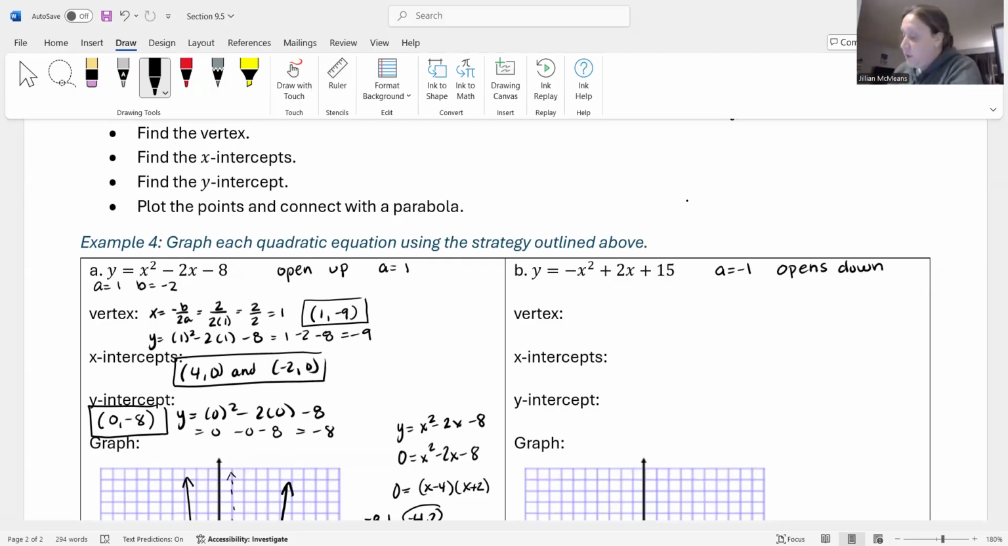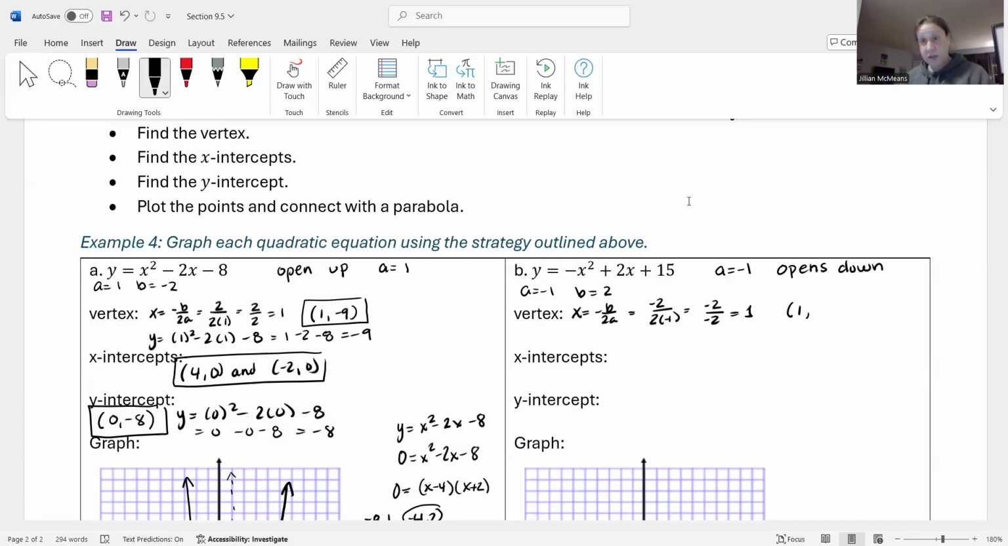The vertex, remember, we let x equal -b over 2a. So let's figure out what a and b are. A is -1, b is 2. Now, when we have -b over 2a, we want the opposite of b. Since b is +2 here, in the formula, we're going to plug in -2. So we get -2 over 2 times a, which is -1. So I get -2 over -2, which is 1. So far, my vertex is the ordered pair 1, comma something.